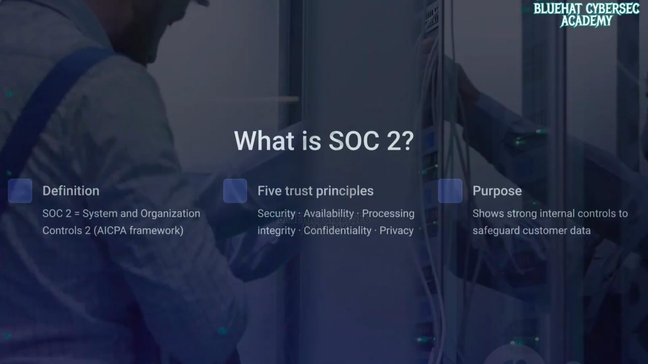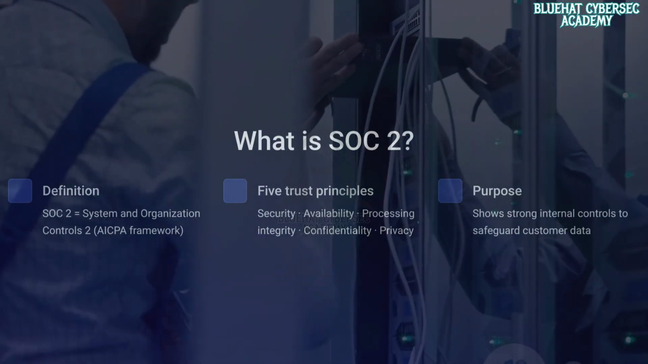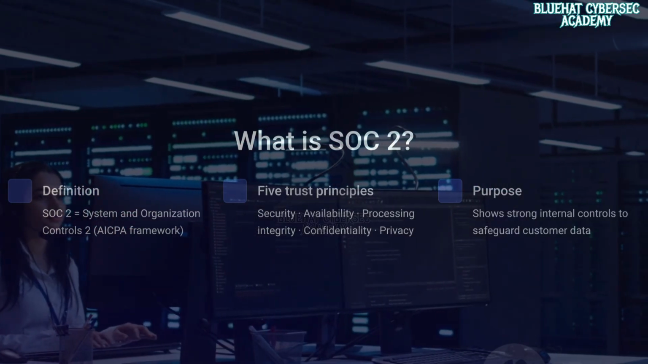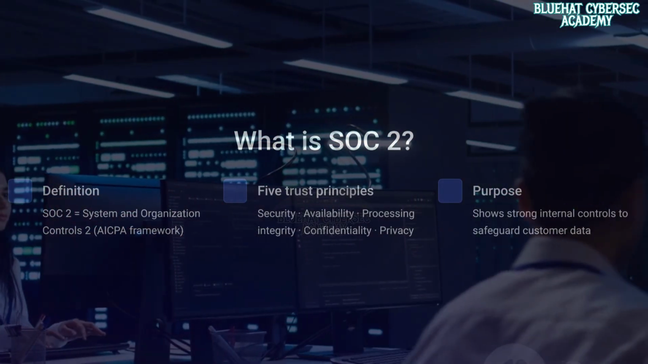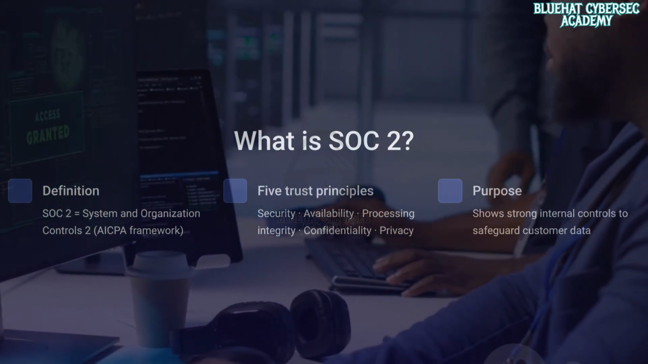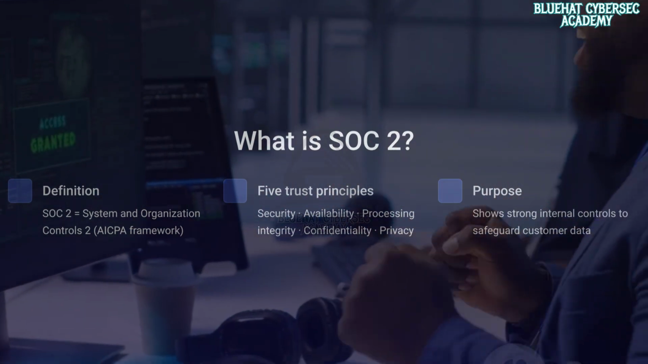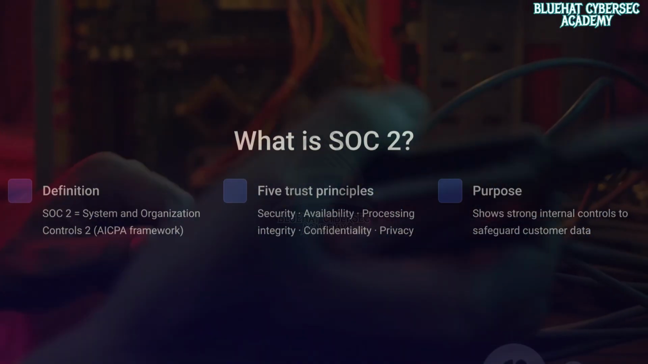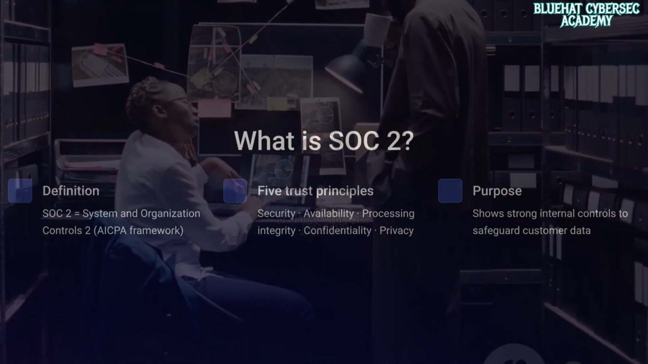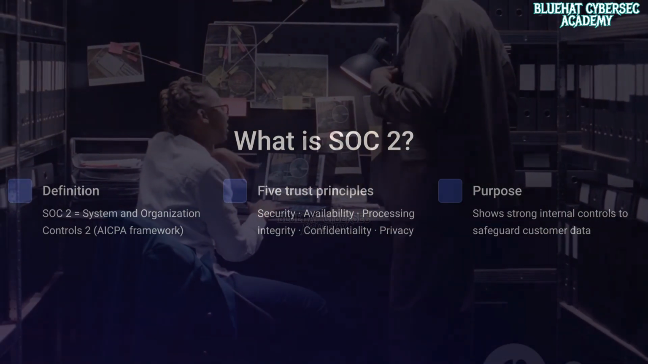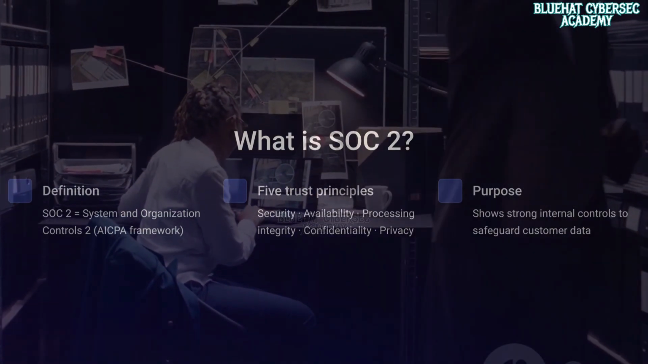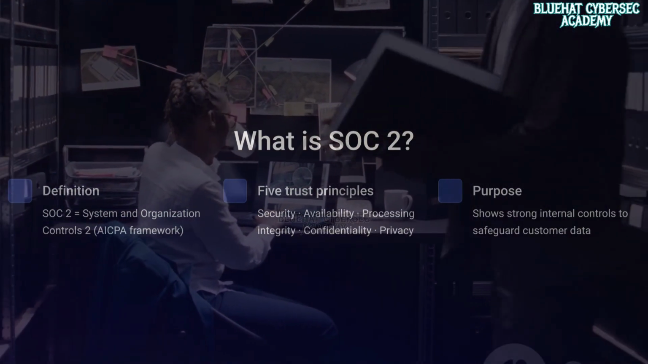These principles include security, which asks whether the system is protected against unauthorized access; availability, which checks if the system is available for operation and use as promised; processing integrity, which makes sure system operations are complete, valid, accurate, and timely; confidentiality, which ensures sensitive information is protected as agreed; and finally, privacy, which evaluates whether personal information is collected, used, retained, disclosed, and disposed of, according to privacy policies.